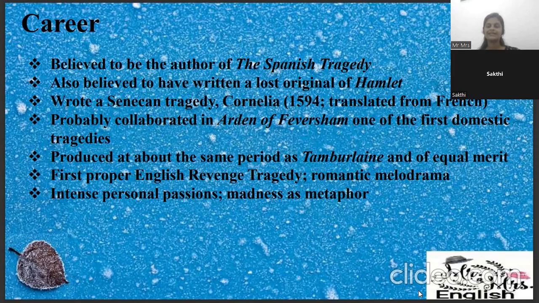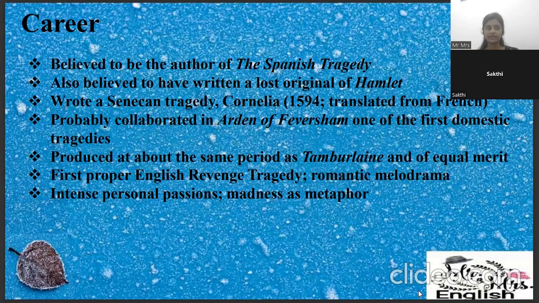When I was discussing Hamlet, I told you that there is an earlier Hamlet, one of the sources for Hamlet, and it might have been written by Thomas Kyd. Actually, this particular work is lost. It is not available as such, but there was such a work. We got such references from other works and other writers, and this Hamlet is also believed to have been written by Thomas Kyd.